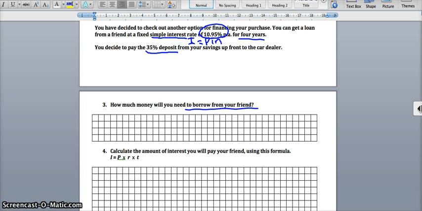So it was $14,990, I think the car was. From that, you're going to subtract your deposit of 35%. That'll be how much you need to borrow from your friend. This is the borrow. Is that okay and reasonable?